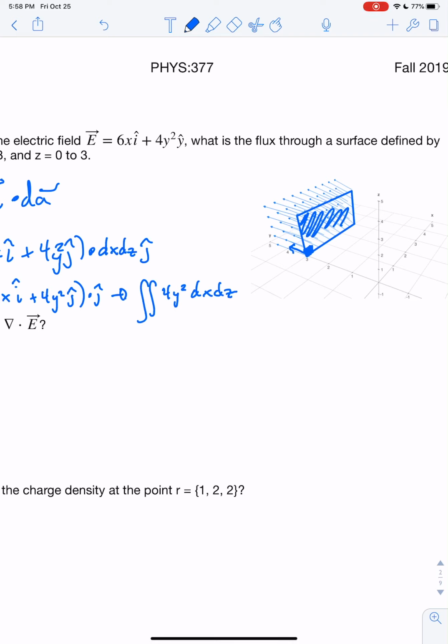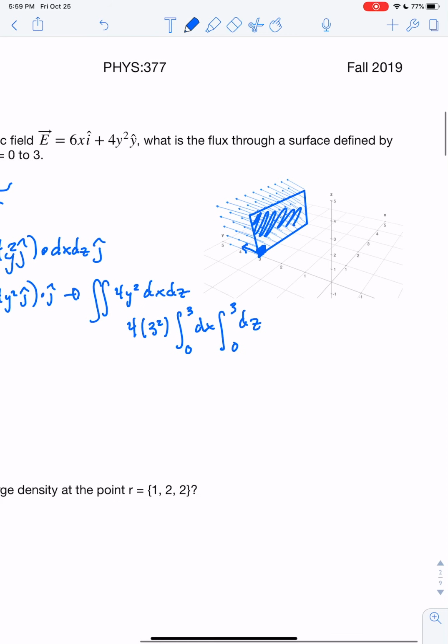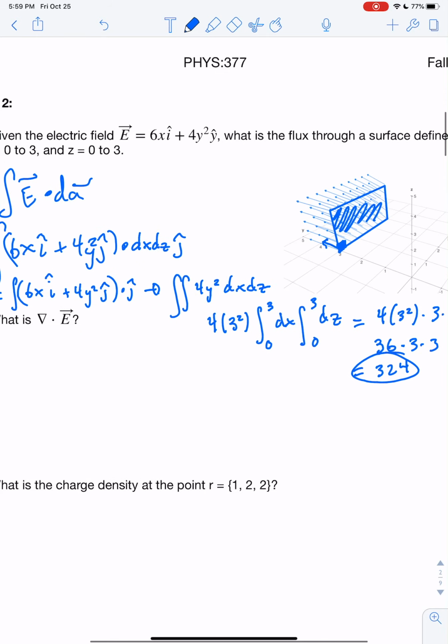And y equals 3 this whole time, so we can pull that out because that's a constant. So we have 4 times 3 squared, and then the integral from 0 to 3 dx times the integral from 0 to 3 dz, and this just gives you 4 times 3 squared times 3 times 3. So 3 times 3 is 9, times 4 is 36. So we have 36 times 3, which is 324. Okay, and so that's the result of that integral.